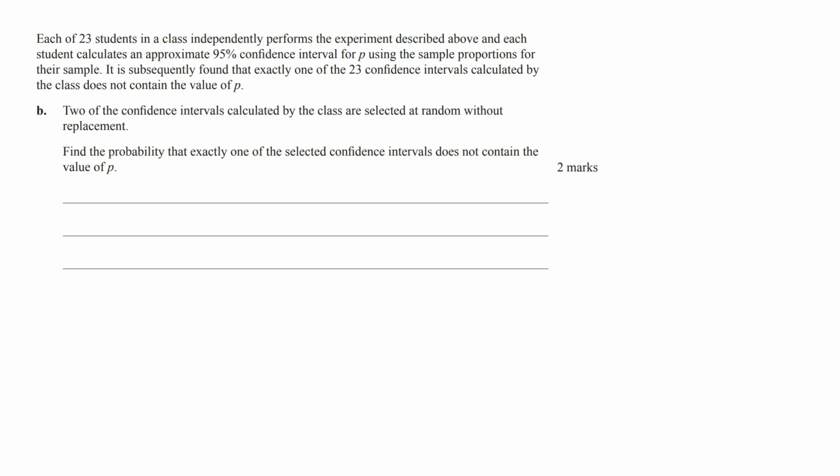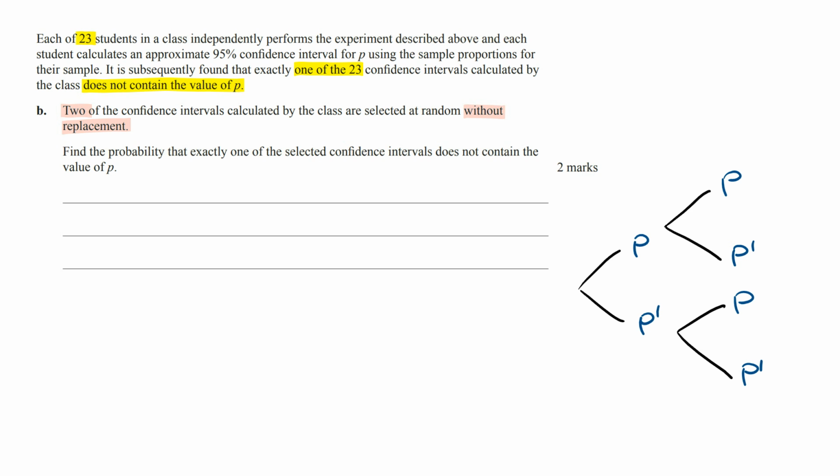We're told that there's 23 students who perform an experiment, and 1 out of 23 of these experiments does not have the value of p. 2 of these experiments are selected at random without replacement. To find the probability that exactly one of these experiments does not contain the value of p, it's best to draw a tree diagram, where for each experiment we can either have the value of p or not have the value of p. We want the probability that exactly one does not contain the value of p, and so this is going to be the probability of p and not p, or the probability of not p and p, which we can write as the probability of p and not p plus the probability of not p and p.